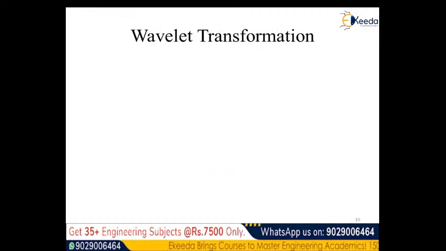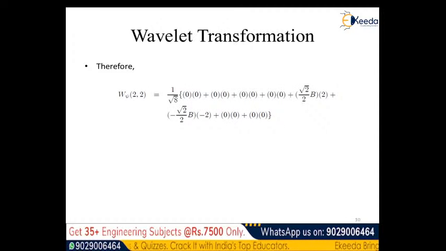So we have w suffix φ as a function of j comma k is equal to 1 upon under root M, the summation over x of the product of f of x into the ψ as a function of x, where the suffixes are with the notations of the parameters denoted j comma k here. So therefore we get w suffix φ as a function of 2 comma 2 with the help of the equation.